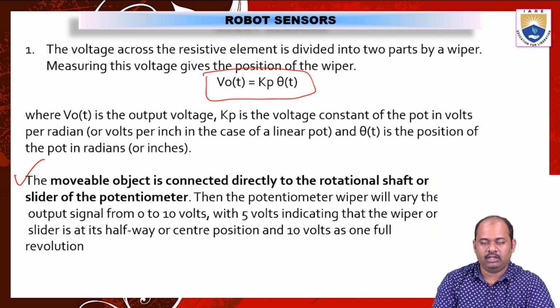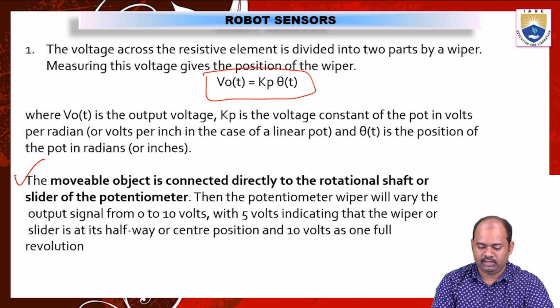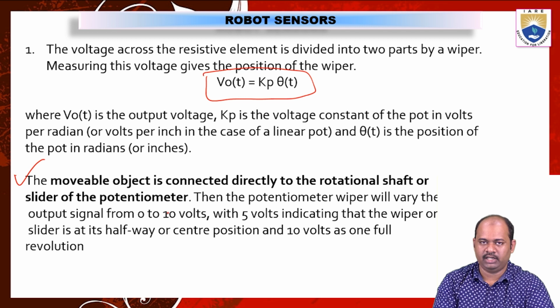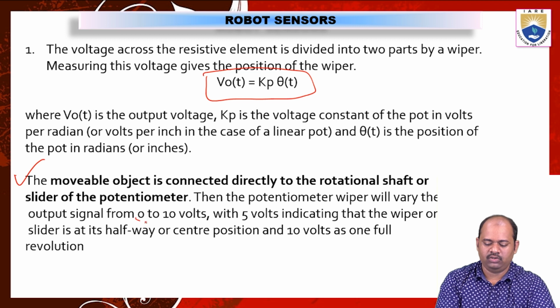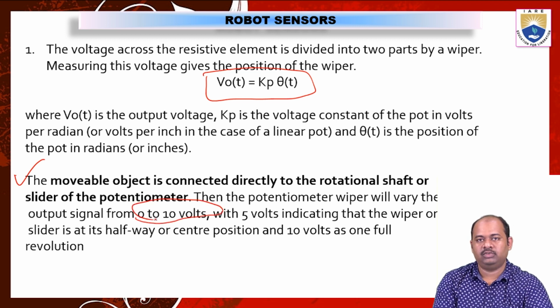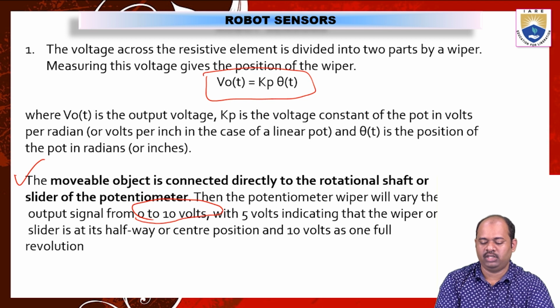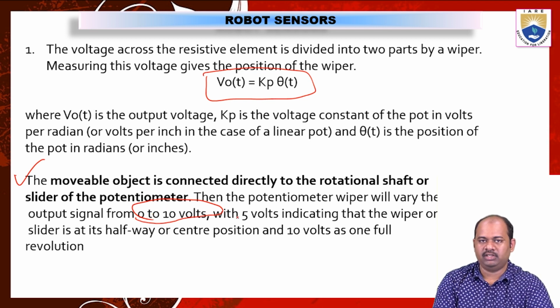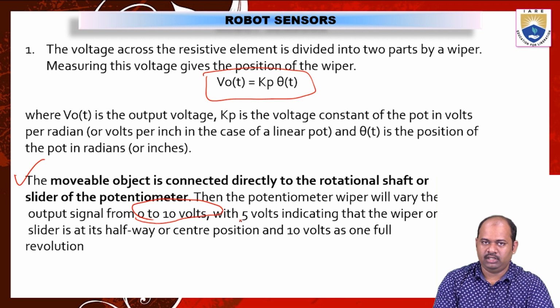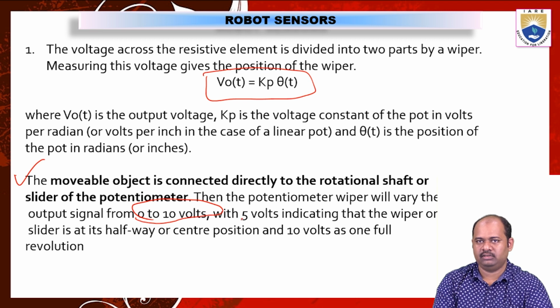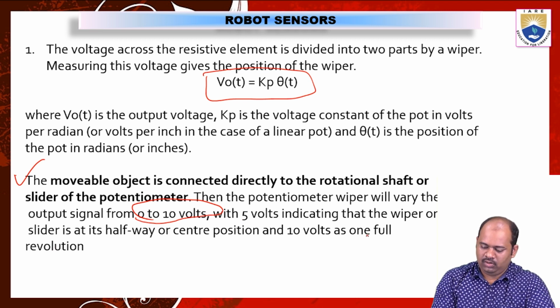So the movable object is connected directly to the rotational shaft or slider of the potentiometer. The wiper, which we are calling the movable object, can be connected to the rotational shaft or slider of the potentiometer, and the potentiometer wiper will vary output signals from 0 to 10 volts. So it can measure a voltage from 0 to 10 volts only. It can measure very small voltages, and it can measure position from something like 0 to 180 degrees.